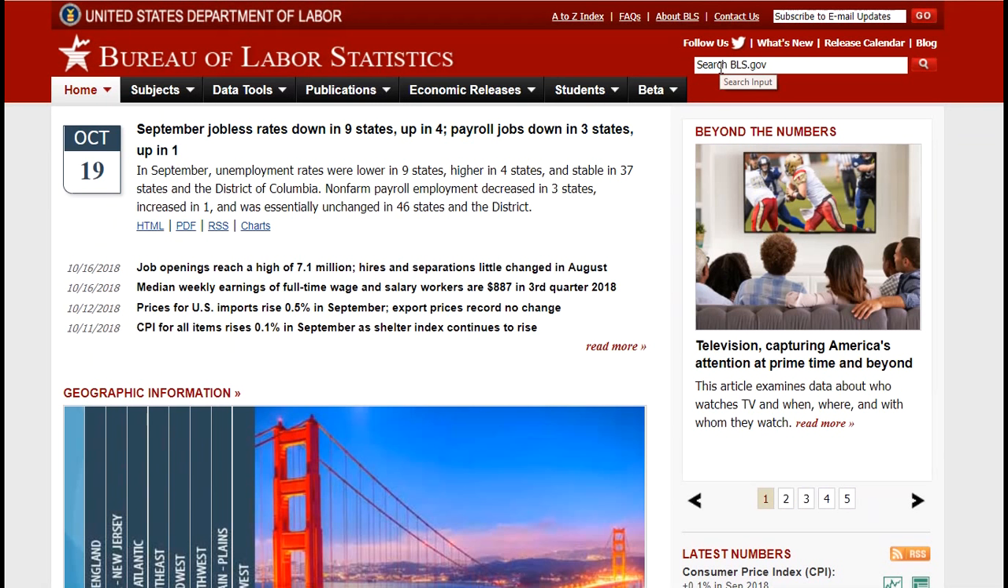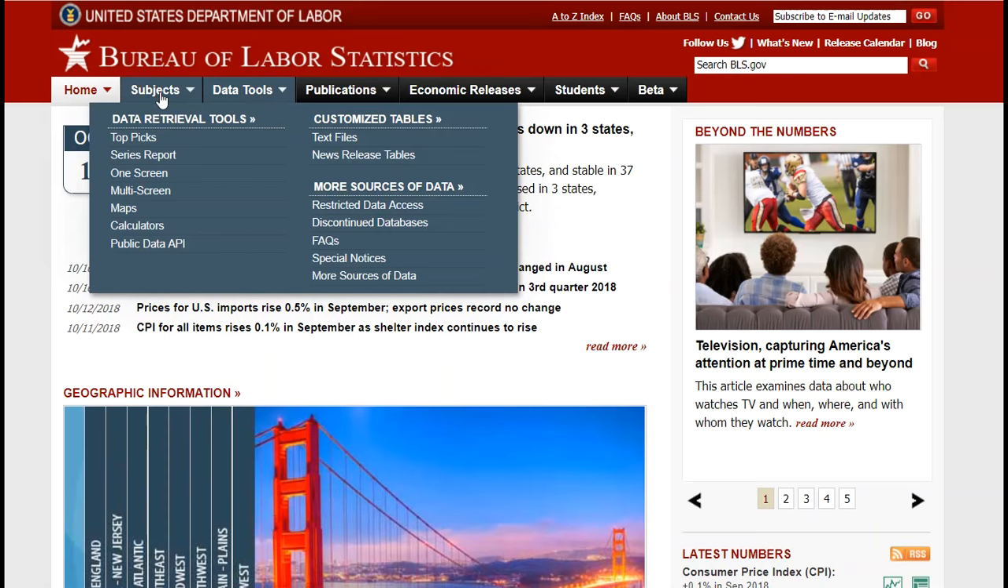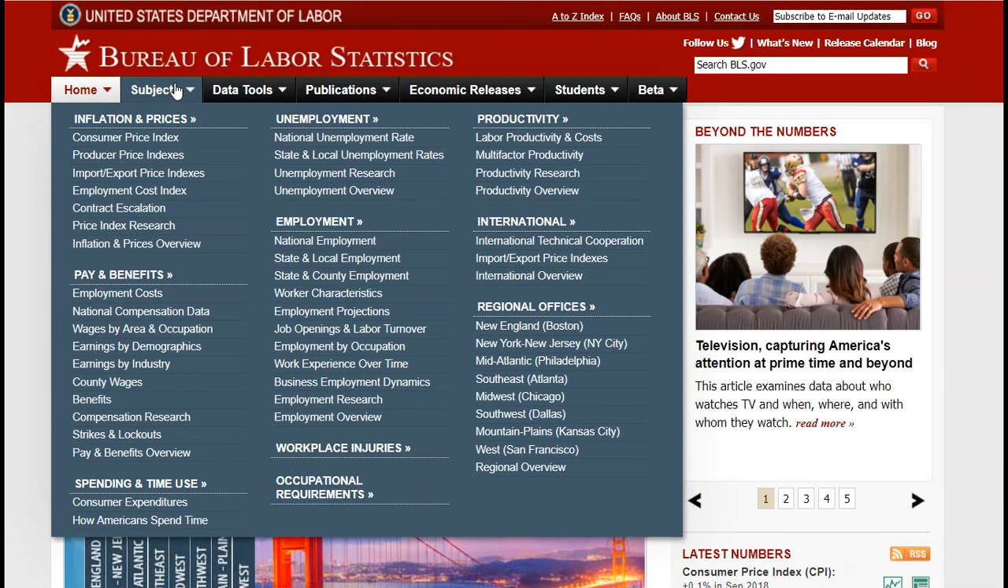So we could do a search here. I find the search is a little tricky on here. I guess there's just so much data and information on the BLS website that it's kind of tricky to navigate. But I have had a lot of success using the data tools and using the subject area listing.